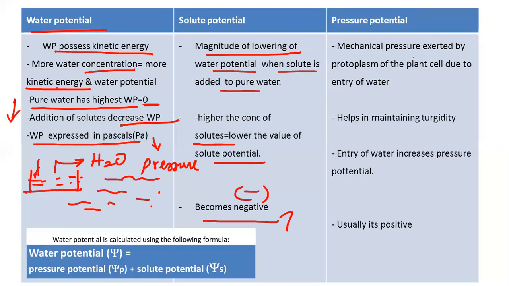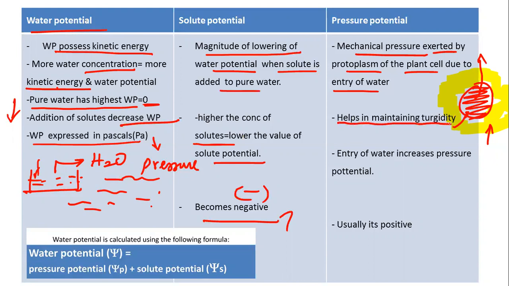Next one is pressure potential. It is the mechanical pressure exerted by the protoplasm, which is nothing but the cytoplasm of the plant cell. Let's say a cell is filled with cytoplasm and kept in a solution where the water content outside is very high. Diffusion will take place and water will enter the cell. When water enters the cell, the protoplasm exerts pressure on the cell wall, which helps in maintaining turgidity. When the water increases, pressure potential also increases, and it is usually positive in nature, right?